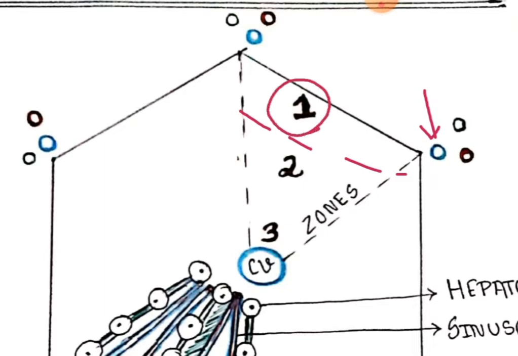So if there is any injury due to toxic substances, these toxic substances will come via the portal vein. As a result, the part which is nearest to the portal triad is most susceptible. So zone 1 is most susceptible to toxin induced injury.